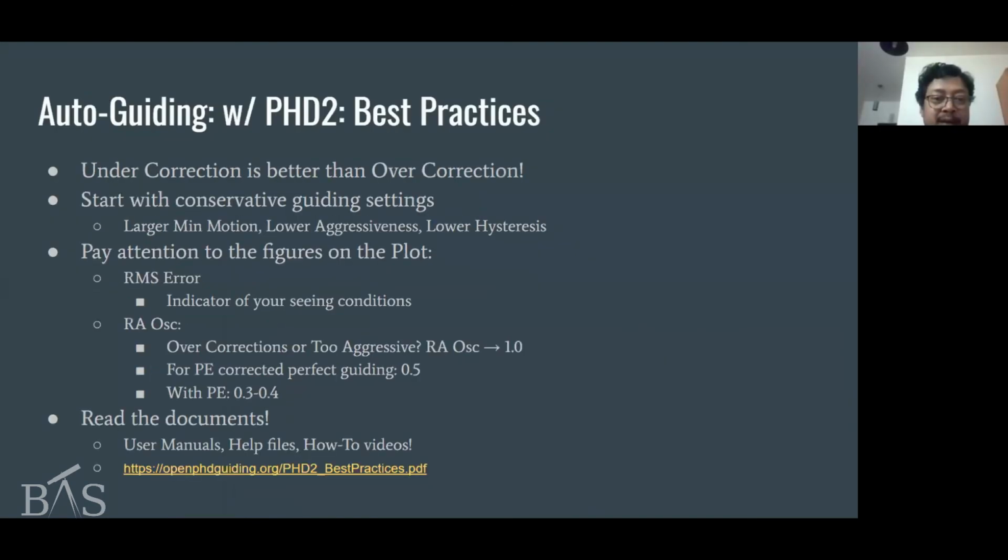Can you just revisit RMS error, because you said it is telling us about the seeing conditions. My question is, it is also a measure of your periodic error, right? Yes. If I am on a PE corrected mount, it would be an indicator of your seeing conditions. Yeah, it's a measure. I'm not saying it's an indicator. It's not a measure.